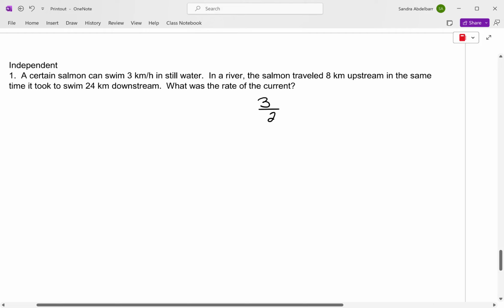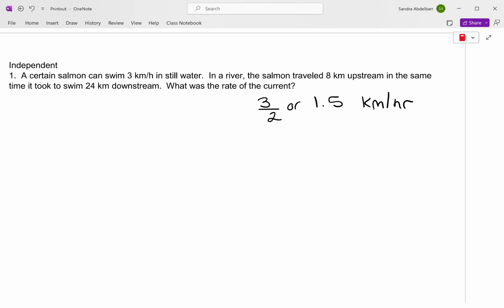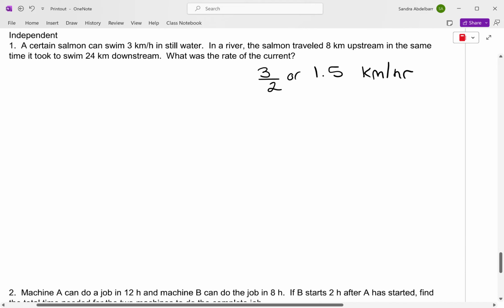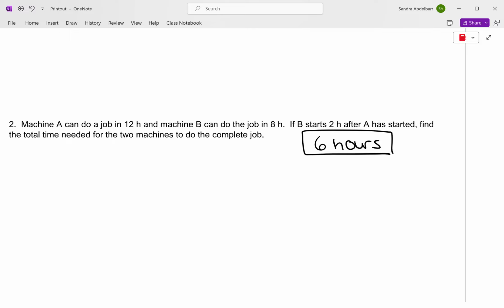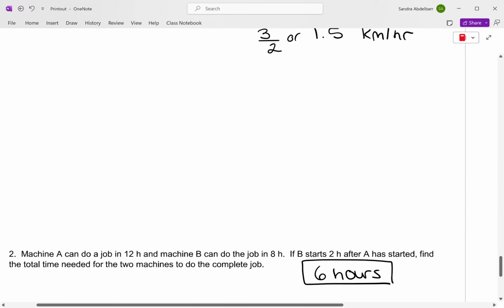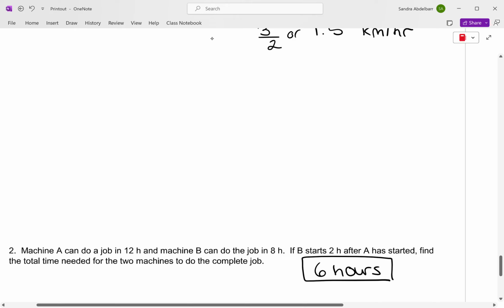Okay, there's not enough time to do the independent practice, but I do want to give you the answers in case you want to try it on your own. For independent number 1, we're going to have 3 over 2 or 1.5 kilometers per hour. And then independent number 2 is going to be 6 hours. We got those? All right, we're done for today.